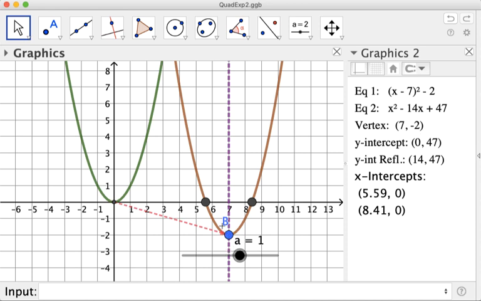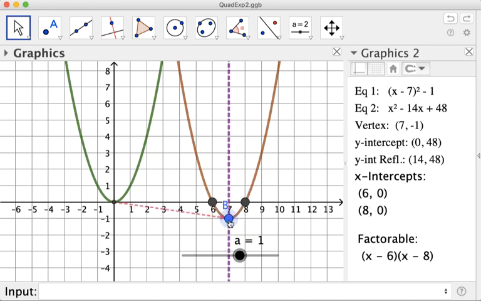Okay, notice that as we move this below the x-axis, and the parabola now crosses the x-axis, we have the two x-intercepts pop up. They are located at points 5.590, 8.410. Those are just approximations. Let's move this up just a little bit, and now we can see that our parabola crosses at x is equal to 6 and x is equal to 8.